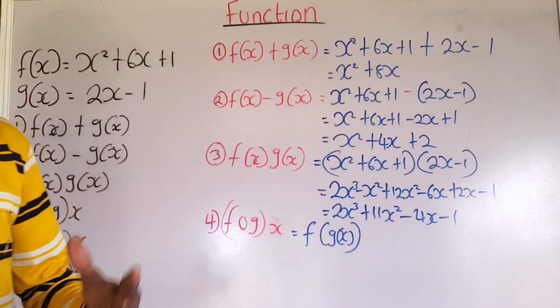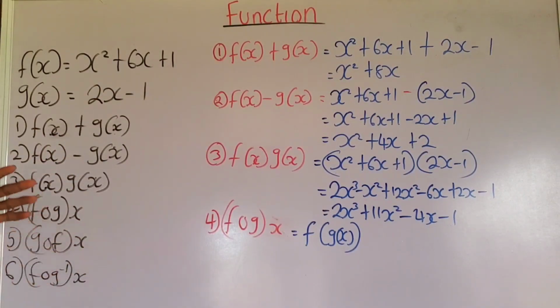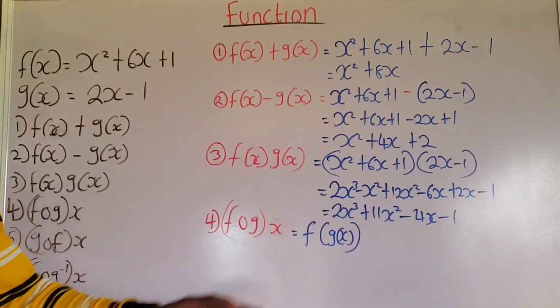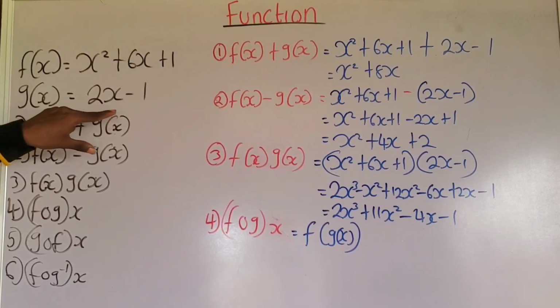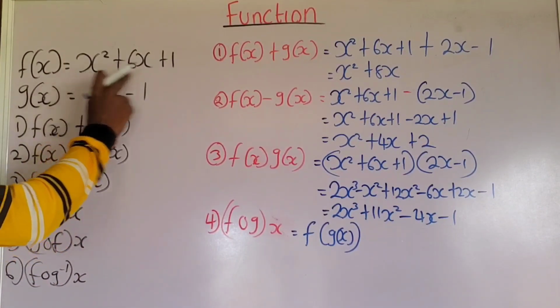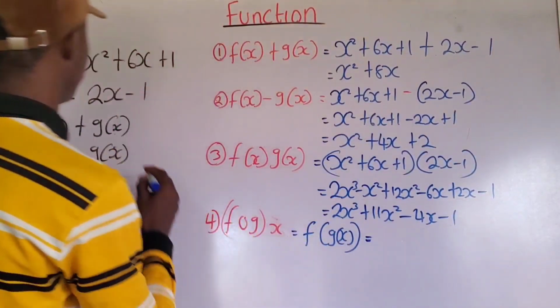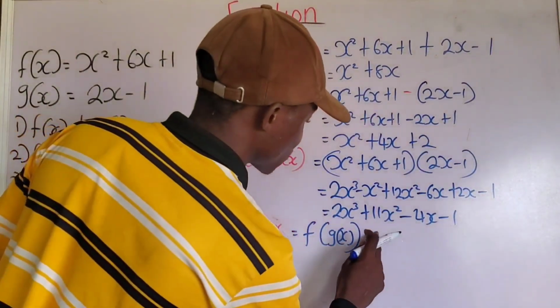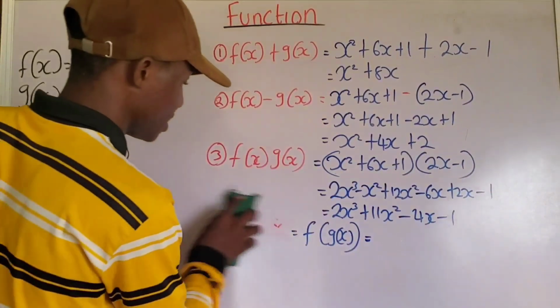You understand? You are going to replace, since we know that f of x is x squared plus 6x plus 1. Now, f of g of x means that instead of having x here, we're going to substitute x as the value of g of x. And g of x is 2x minus 1. Do you understand? Okay, so let us proceed. Having known that f of x is this, anywhere I see x here, I'm going to replace it with 2x minus 1. So instead of x squared, I'm going to have 2x minus 1 squared. Oh, this one is going to be a bit longer. I want to erase this so that we can actually utilize the space that we have.